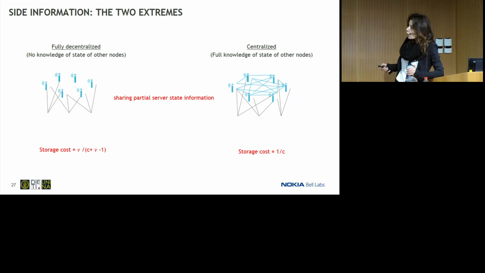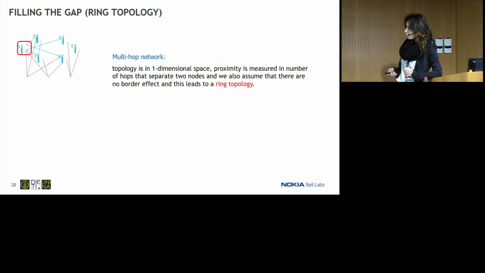So the servers are not fully knowledgeable of everybody, they are not fully decentralized, but they just share some partial server state information. So only a part of the server knows, that one server knows only the state of the other servers in its proximity.